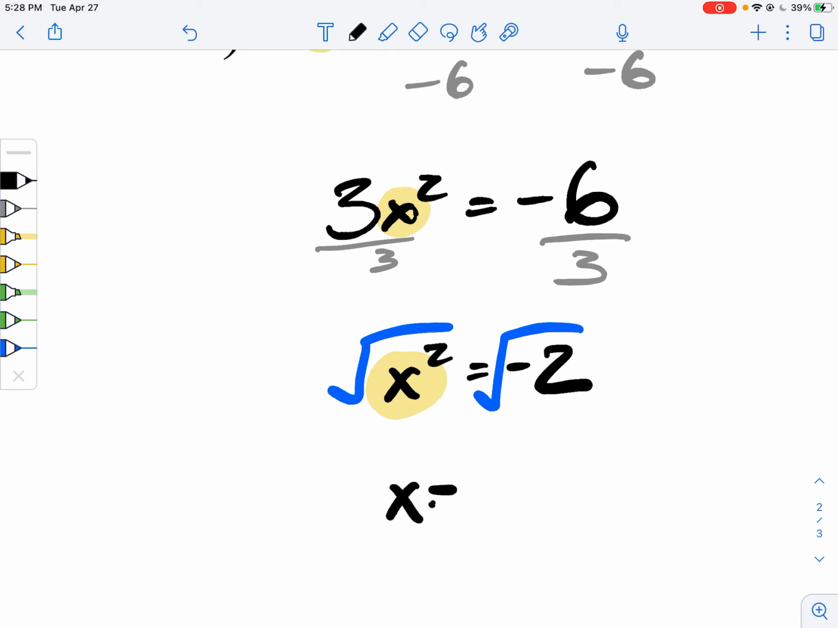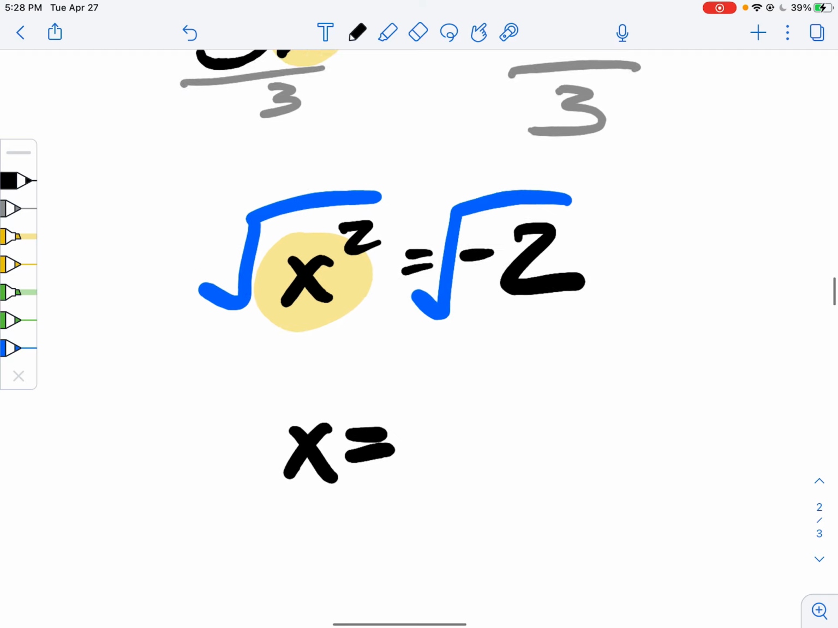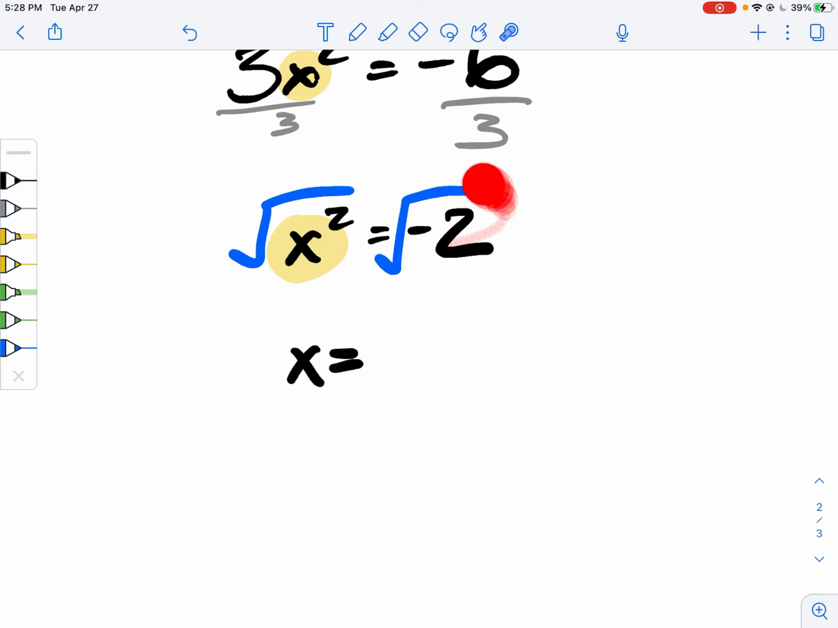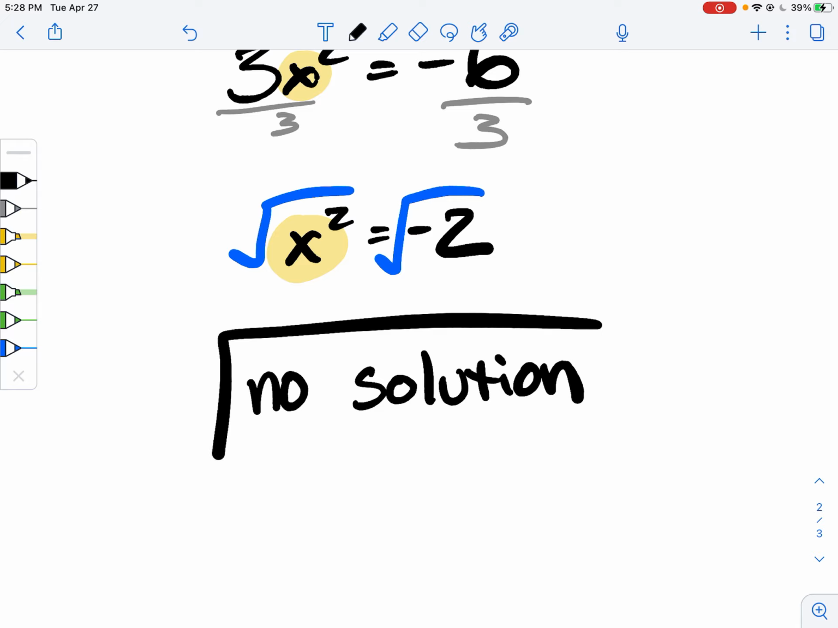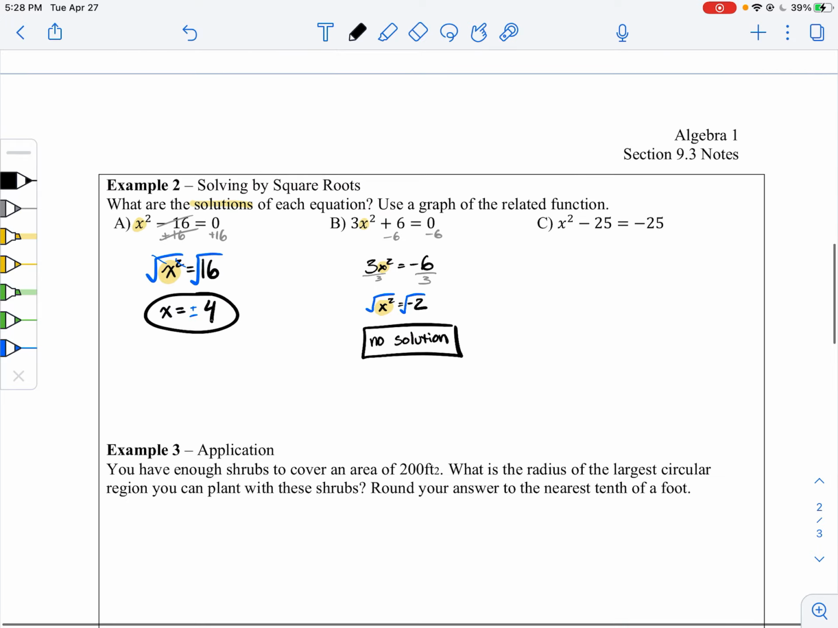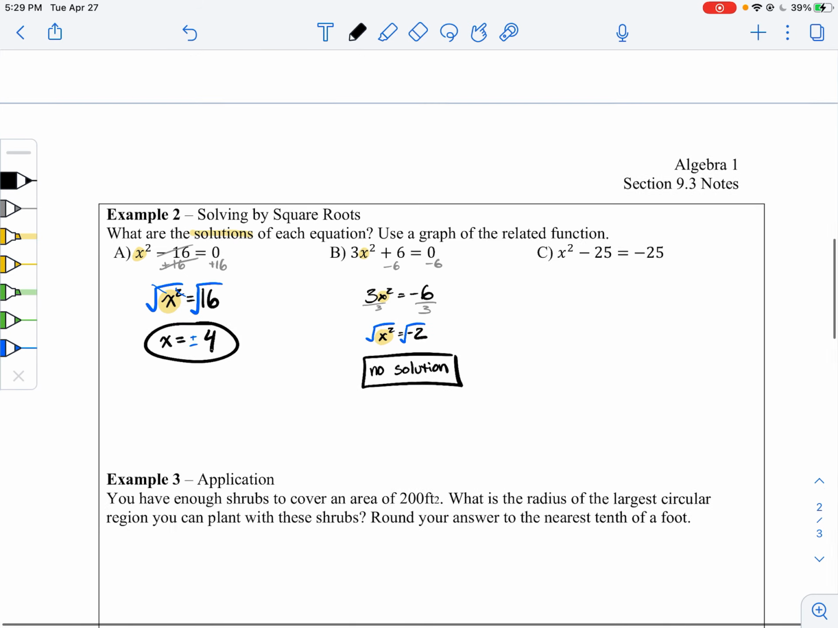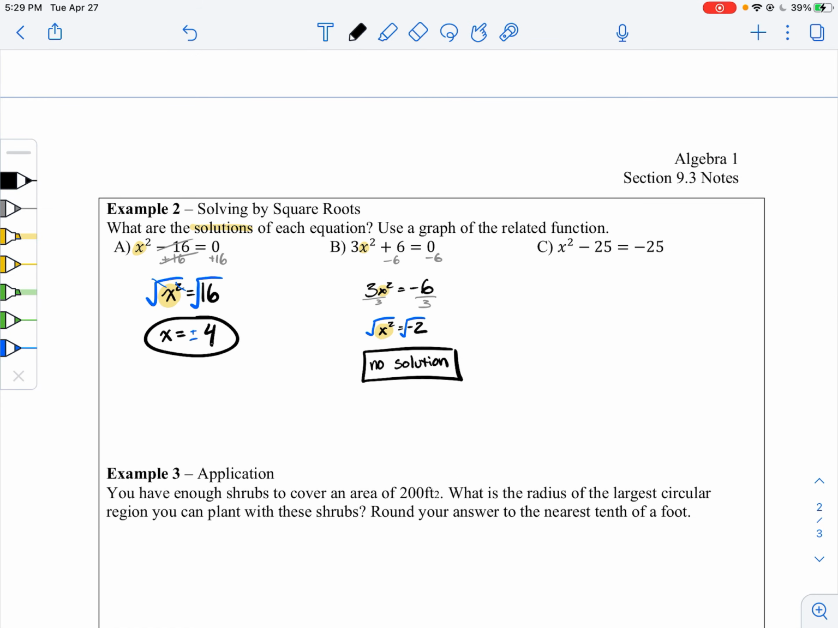So we get that x equals, uh-oh, guys. We can't take the square root of a negative number. So we say there's no solution. But that's okay. Sometimes there are no solutions, and you just make do with what you have.